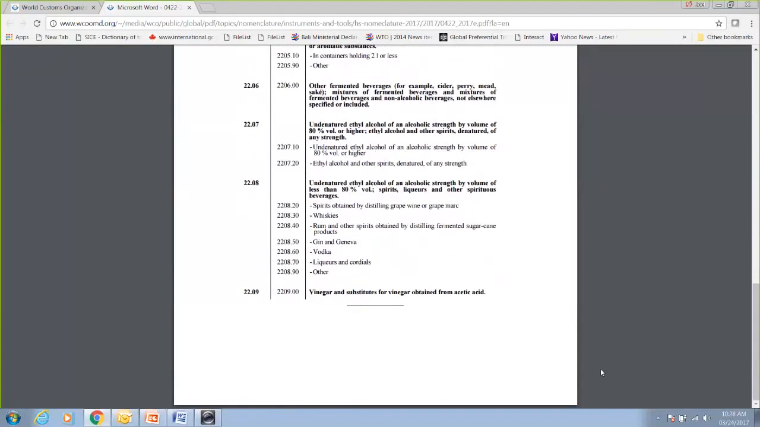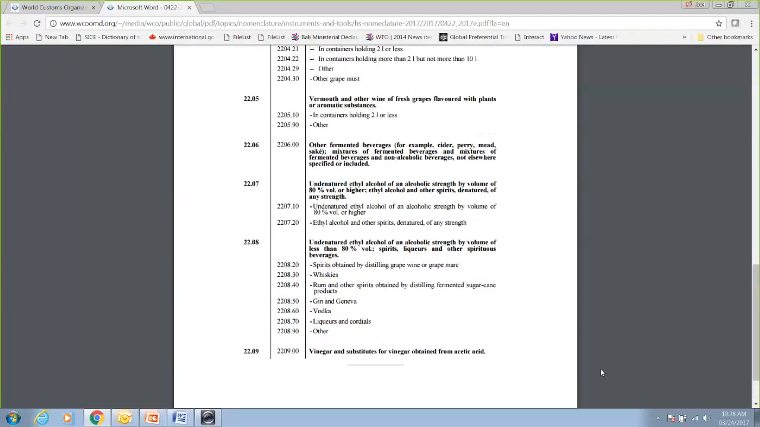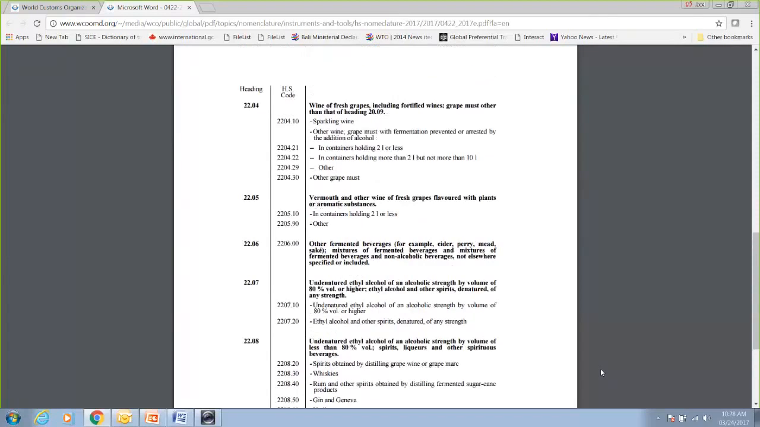And if none of those, based on what we have there, all beverages would find some category here, including vinegar and substitutes for vinegar, which is contained in 2209. So to answer your question, it would be under chapter 22, and depending on the exact nature of the product that you have, you can identify the heading and the relevant subheading. So I would have to know the very specific details of the product.